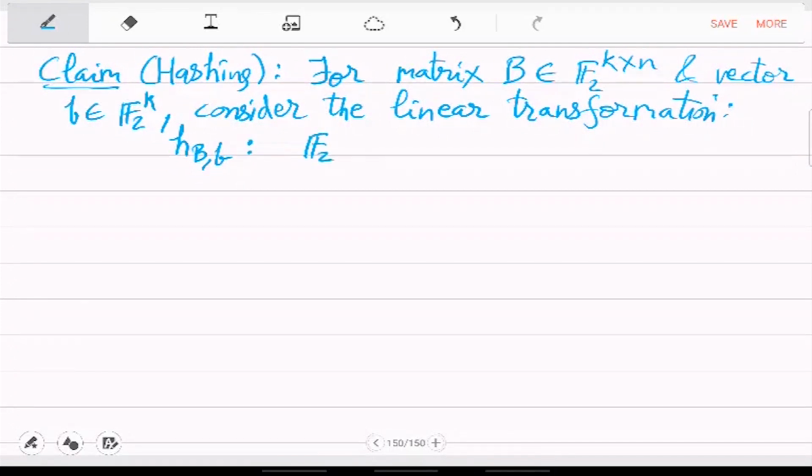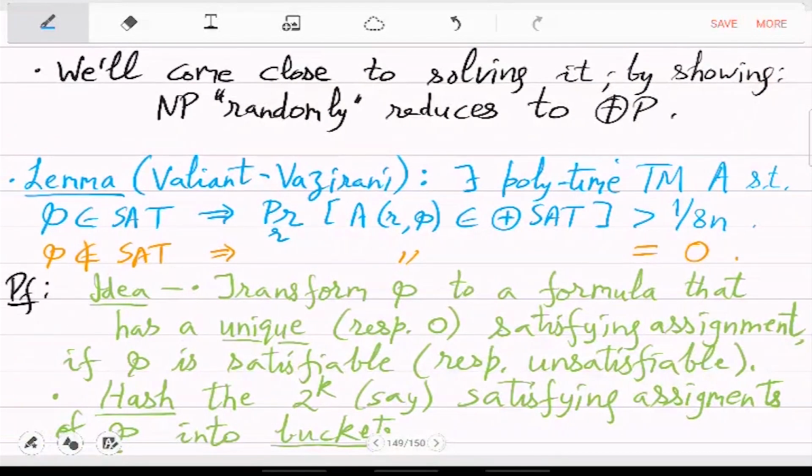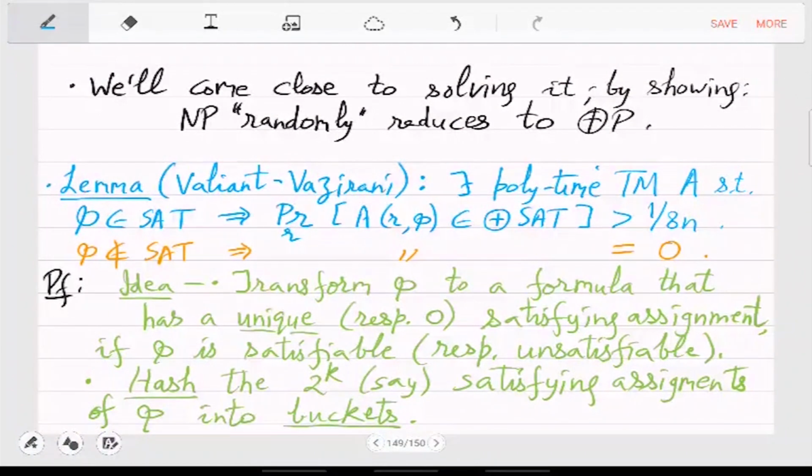So, think of a satisfying assignment, or any assignment, as an element, a binary vector. Think of it in the space F2 to the n. We will map it to F2 to the k. So the number of buckets that we are mapping to is actually 2 raised to k. That is an important thing.